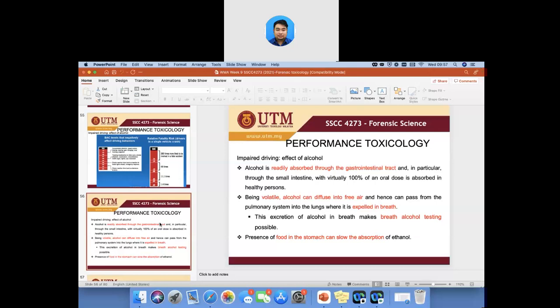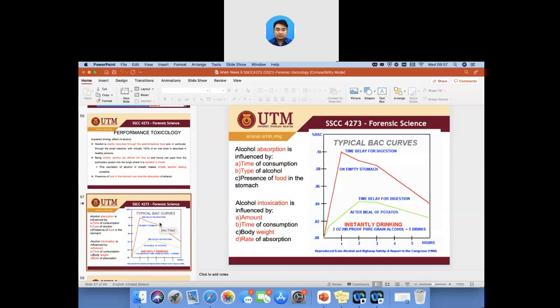The presence of food in the stomach can slow the absorption of ethanol. That is why sometimes in the movies, they have something to eat first, then have the alcohol, because alcohol absorption can be minimized with food inside your stomach. This is a typical blood alcohol concentration curve. On an empty stomach, the BAC curve increases instantaneously, while after a meal, for example a meal of potatoes, the alcohol concentration is minimized. Alcohol absorption is influenced by the time of consumption, the type of alcohol, and also the presence of food in the stomach.